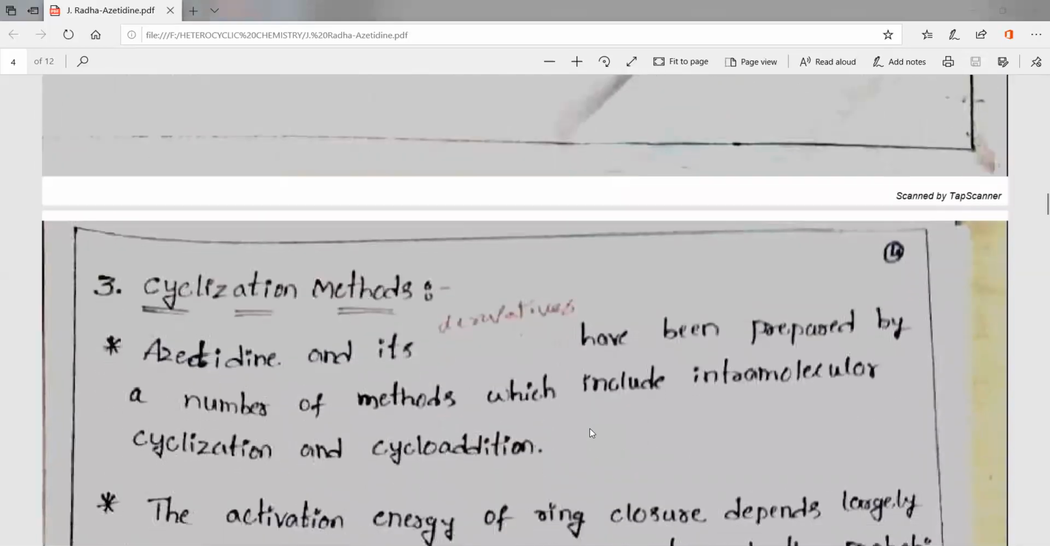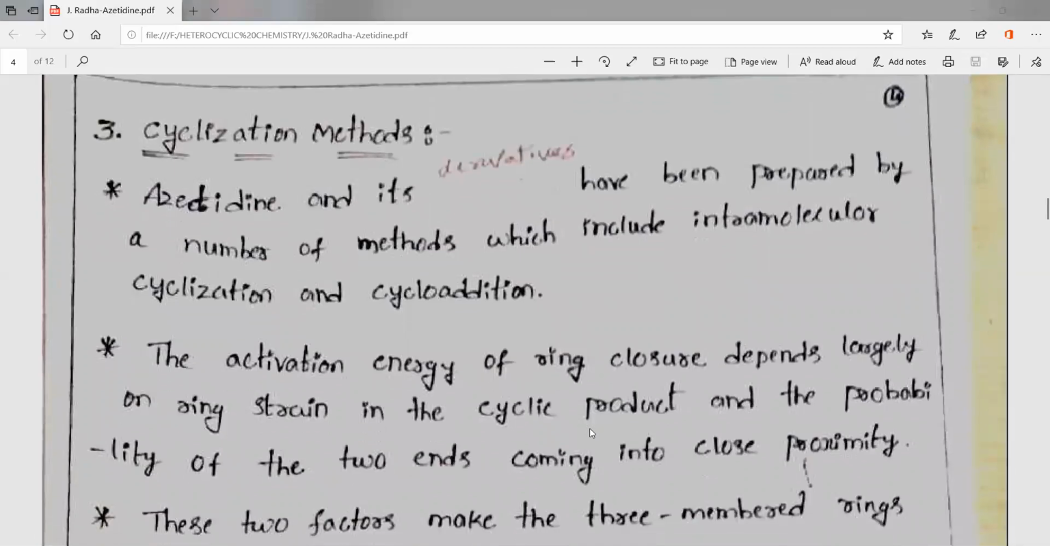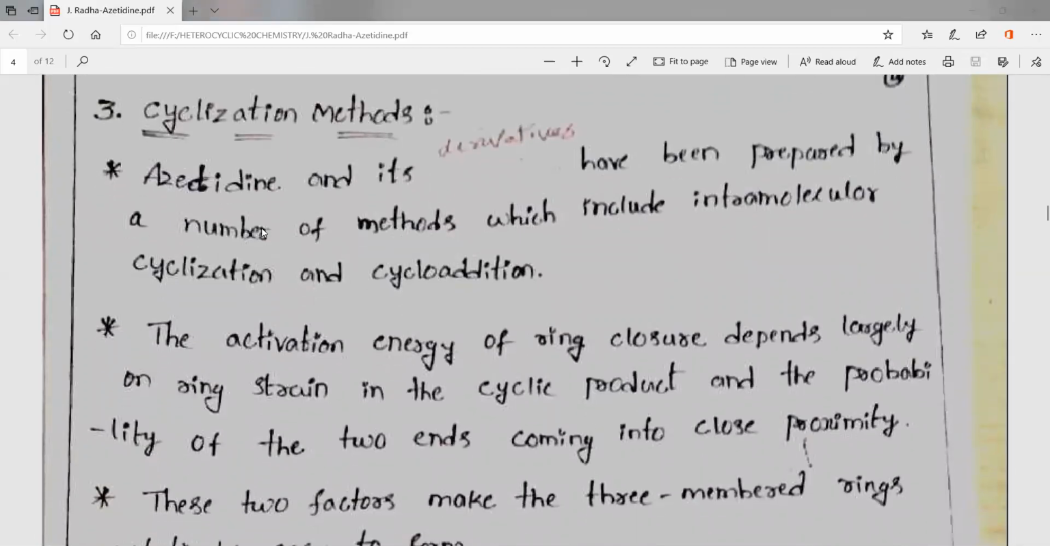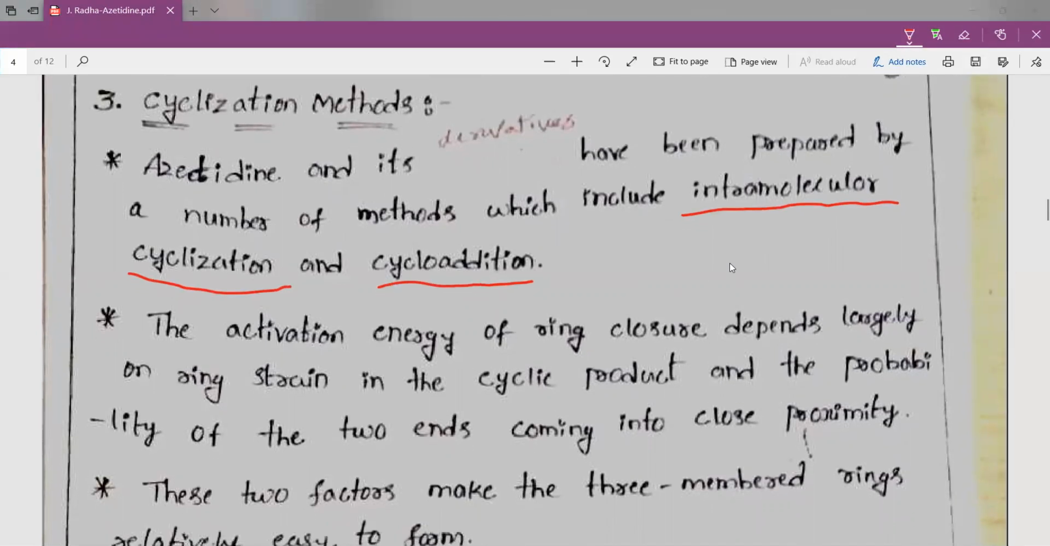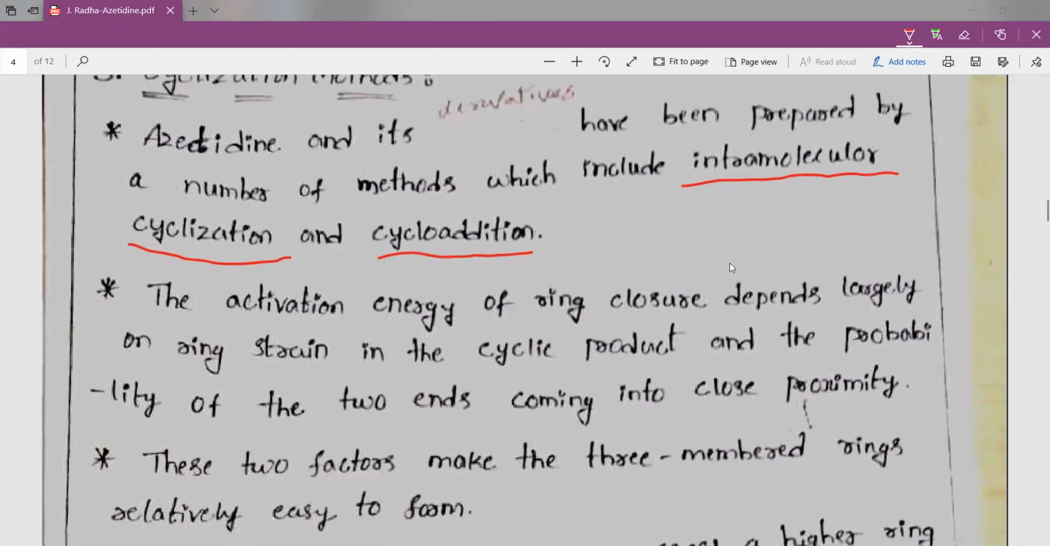Now let us see some of the methods employed for the synthesis of azetidine. Azetidine and its derivatives have been prepared by a number of methods which include intramolecular cyclization reactions and cycloaddition reactions. These are the two important methods which are generally employed for the synthesis of azetidines.